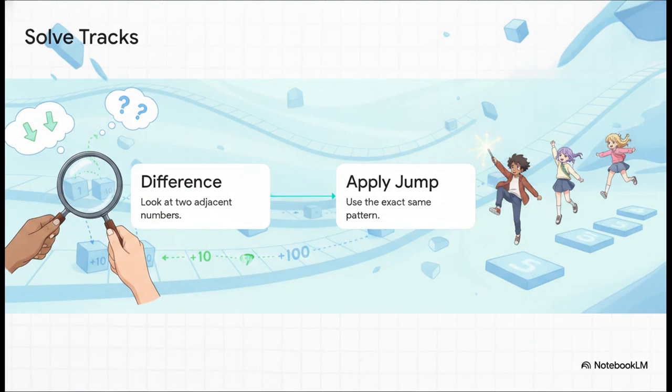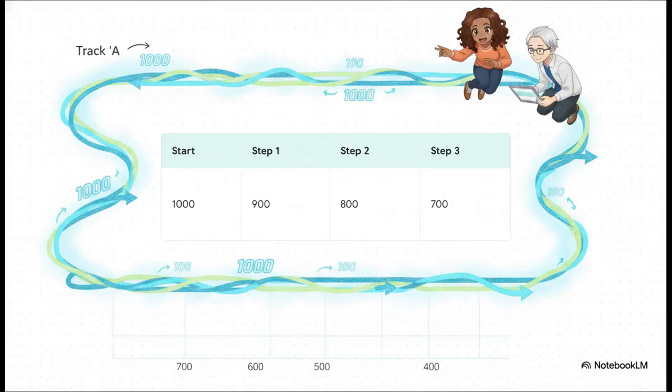Step 1, just look closely at two numbers that are right next to each other and find the difference. Are we jumping by 10, by 100, going up or down? Then, step 2, take that exact same jump and apply it to the empty box. Let's see that in action.